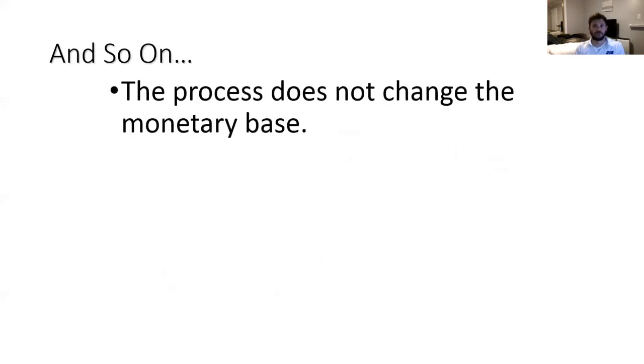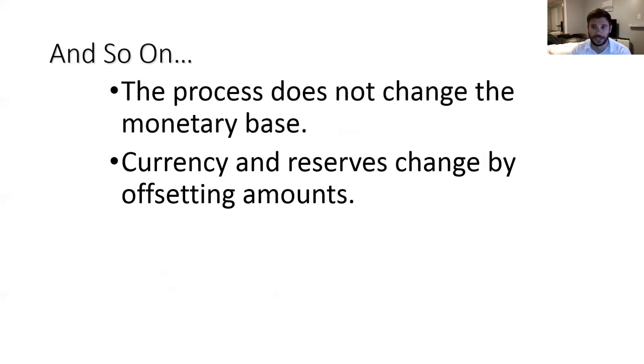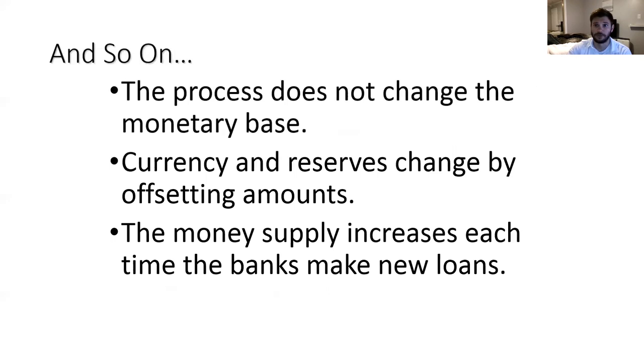Note that this money creation process does not change the base, because currency and reserves in each iteration change by offsetting amounts. And the money supply increases each time the bank makes new loans. So our general rule of thumb is the following: any policy that makes it easier for banks to lend money is generally going to cause the money supply to increase. Any policy that makes it more difficult for banks to lend money, for example, forcing them to hold more reserves, is going to make the money supply tend to shrink in the other direction.